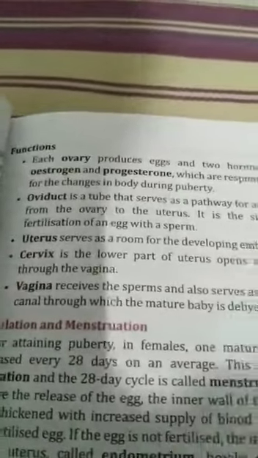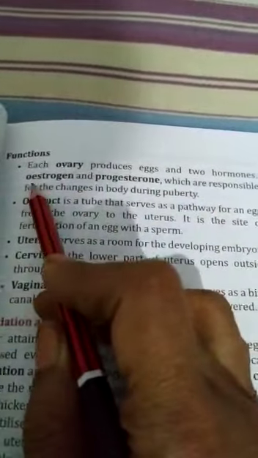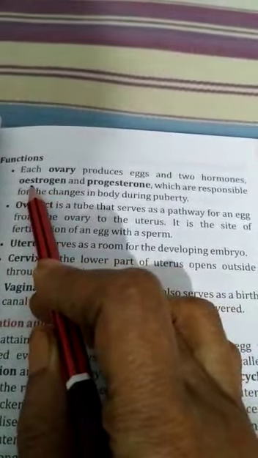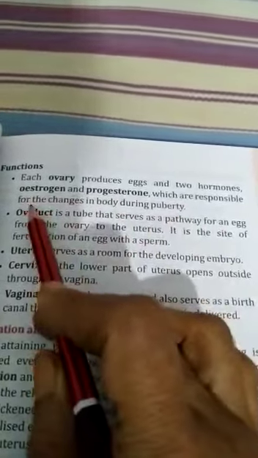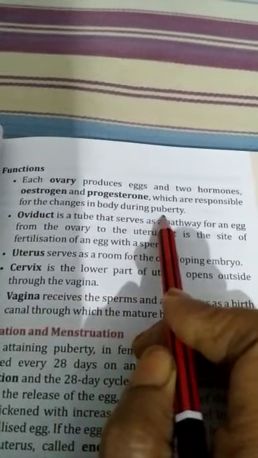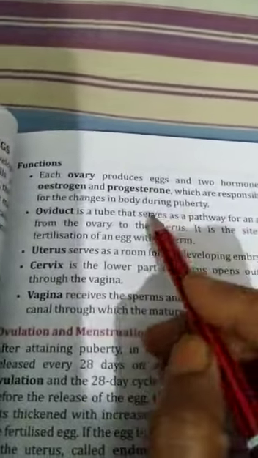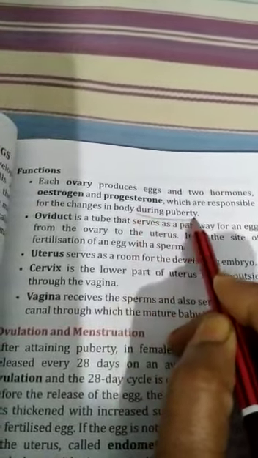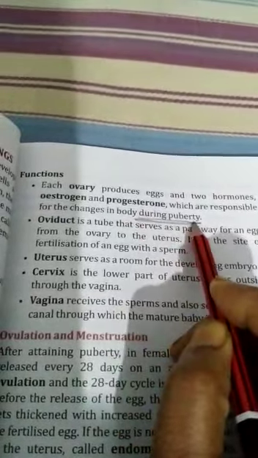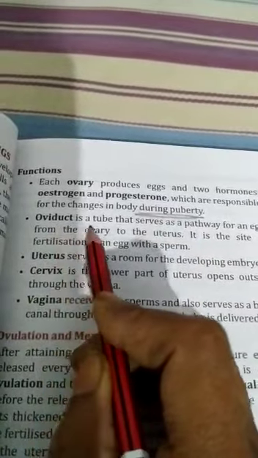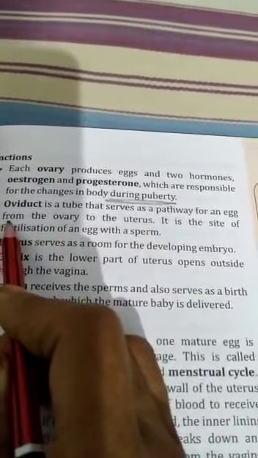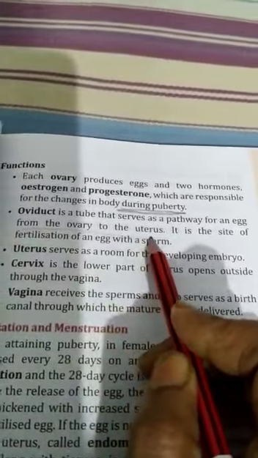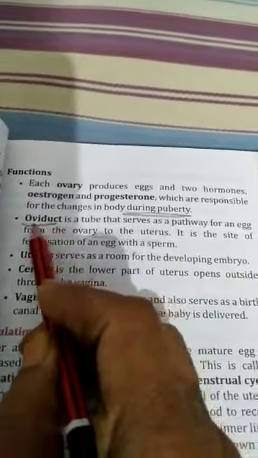Functions. The ovary produces the egg and two hormones, estrogen and progesterone, which are responsible for the changes in humans during puberty. This we will discuss in the next lesson. It is a very vast topic that we will discuss in the next lesson. The oviduct is the tube that serves as a pathway for an egg from the ovary to the uterus. Just now I have told you. It is also known as the fallopian tube.